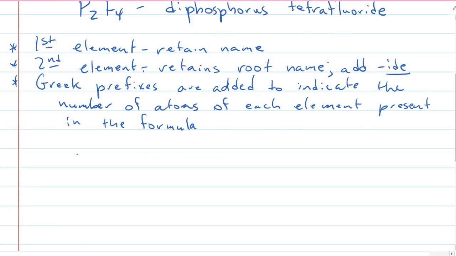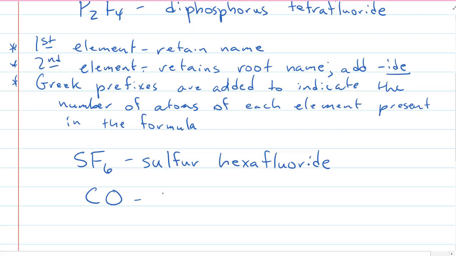How about this one? SF6. SF6 would be, well, let's see. This is going to be sulfur hexafluoride. Here's one that uses the prefix mono. This is going to be carbon monoxide.